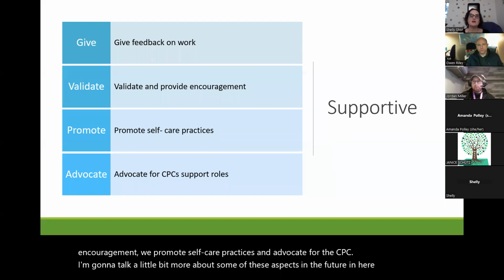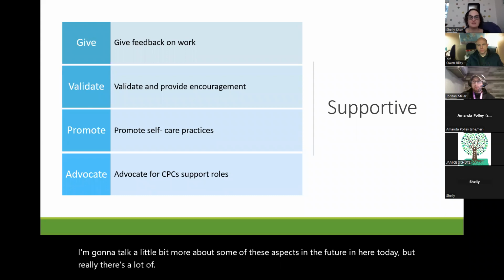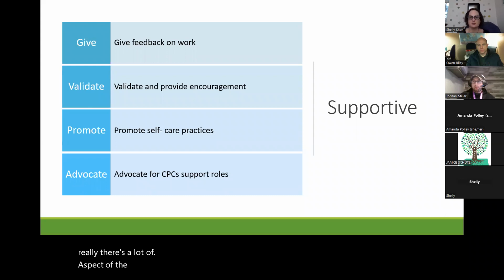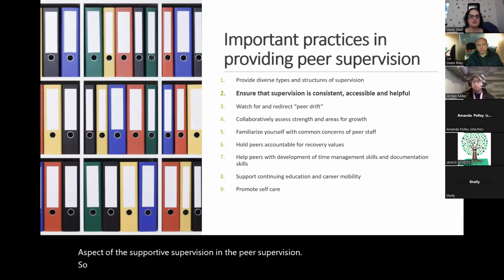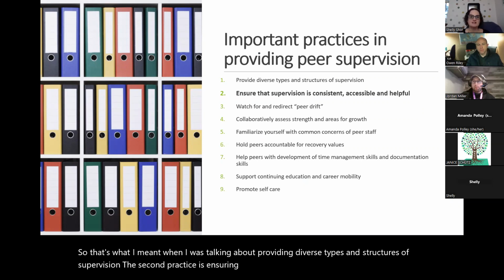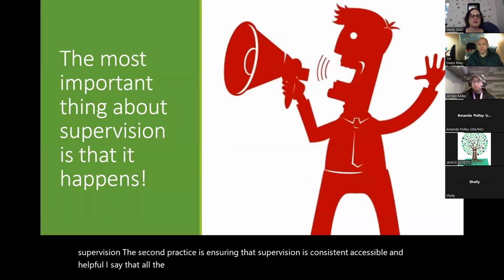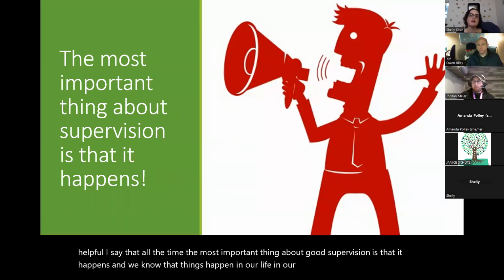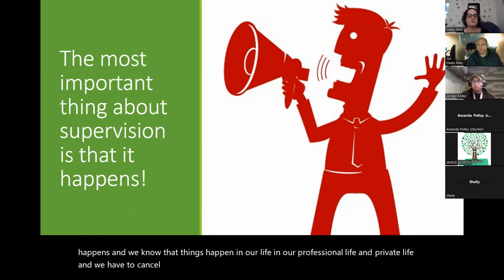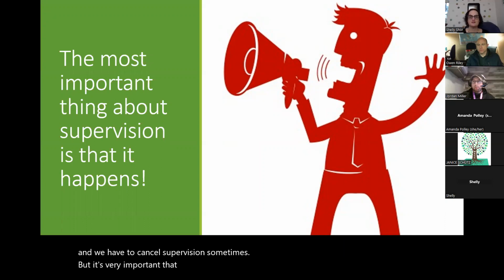but really there's a lot of aspect of the supportive supervision in the peer supervision. So that's what I meant when I was talking about providing diverse types and structures of supervision. The second practice is ensuring that supervision is consistent, accessible, and helpful. I say that all the time. The most important thing about good supervision is that it happens. And we know that things happen in our life, in our professional life and private life, and we have to cancel supervision sometimes, but it's very important that we reschedule those supervisions.